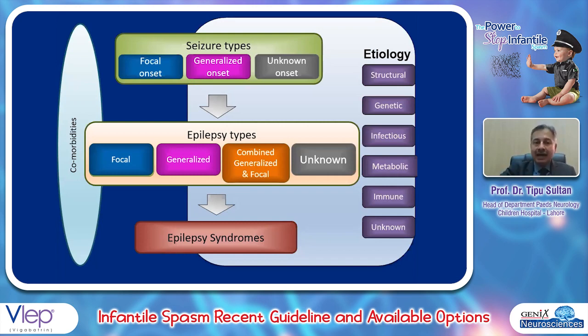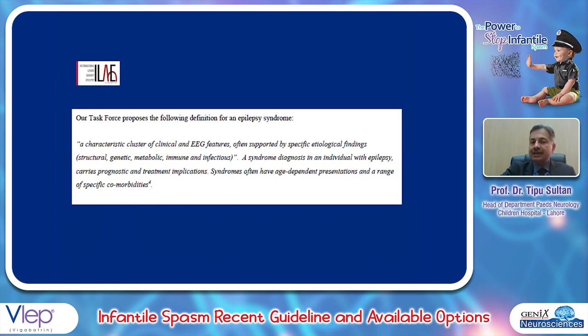The ILAE task force says an epilepsy syndrome is a characteristic cluster of clinical and EEG features, often supported by specific etiological findings, which may be structural, genetic, metabolic, immune, or infectious. Like I said in my previous slide, epilepsy syndromes come to mind. A syndromic diagnosis in an individual with epilepsy carries specific prognosis and treatment implications. That's why we pediatricians, pediatric neurologists, and physicians are very much into it nowadays: for every patient with epilepsy, they should be clear about the exact etiology or epilepsy syndrome.